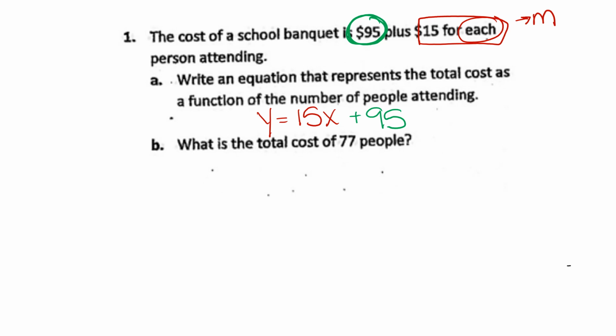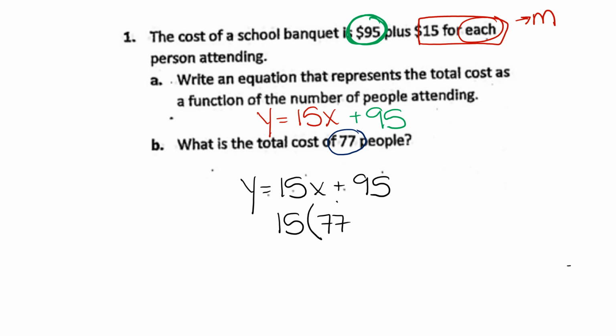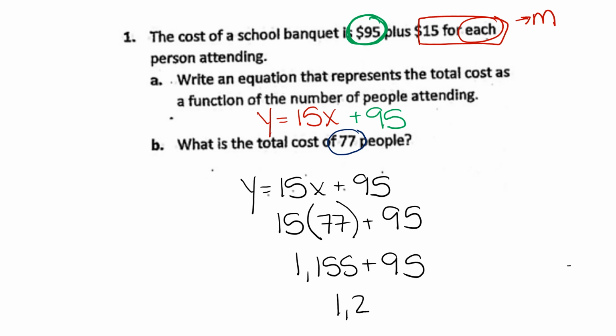When it comes to actually solving the equation, you use the equation we just made, 15x plus 95, but we plug in the value given, 77. So we're going to do 15 times 77 because it's $15 per person and we have 77 people. 15 times 77 is 1,155, plus the $95 fee is going to be $1,250. That is our total for 77 people.